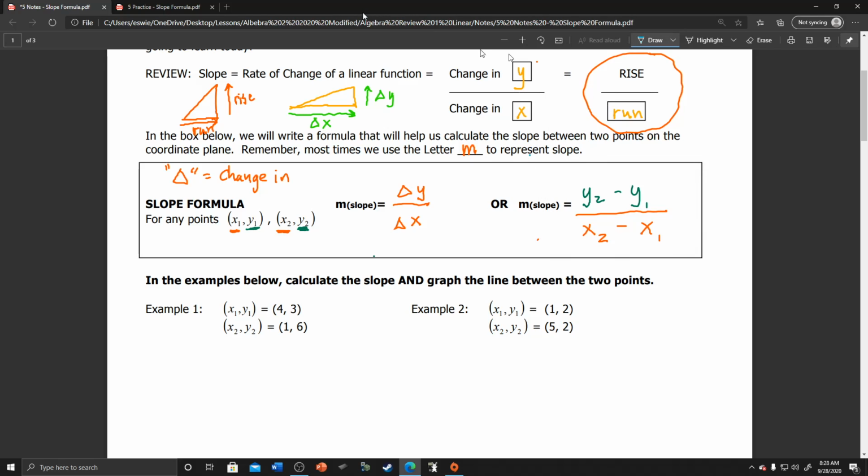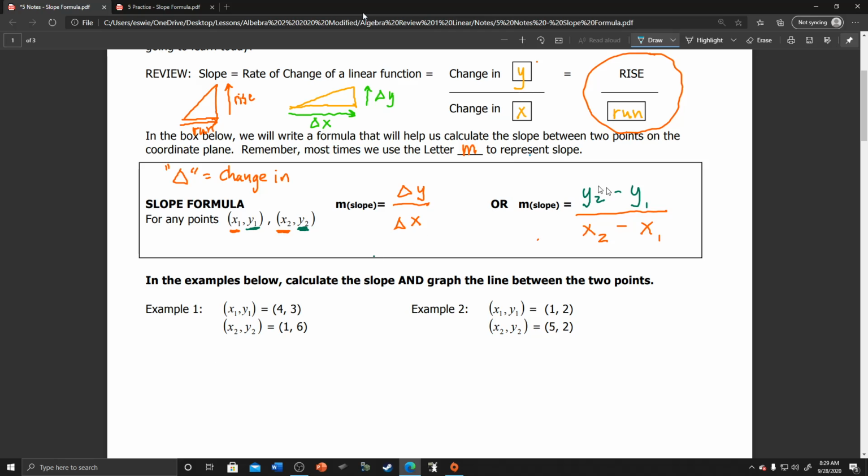So let's pause the video, write this down, and once you have it written down, I want you to try example 1. And I'm going to assume that you paused the video and gave that a shot. If not, rewind, pause it, try it. All right, let's get going.